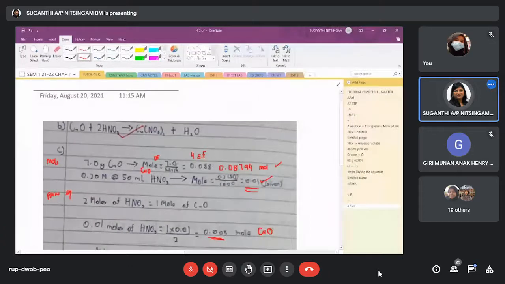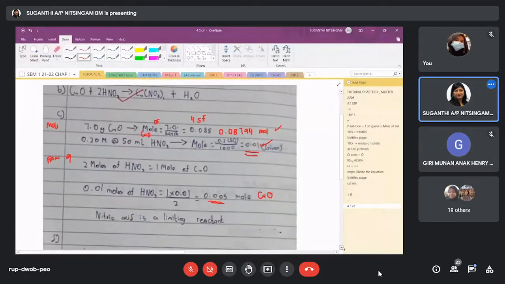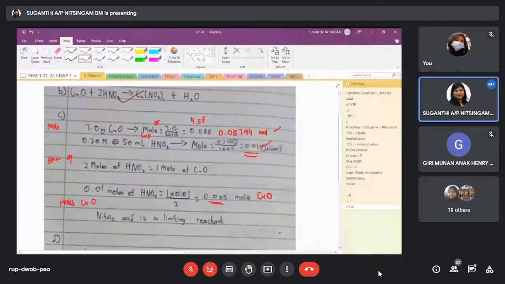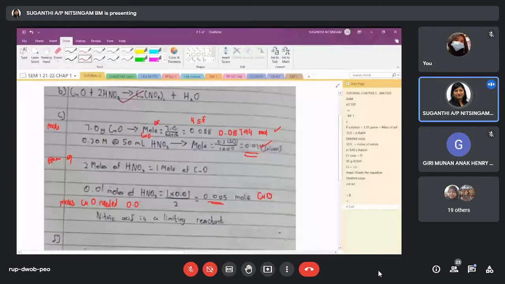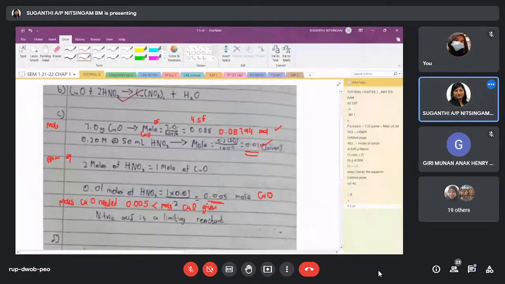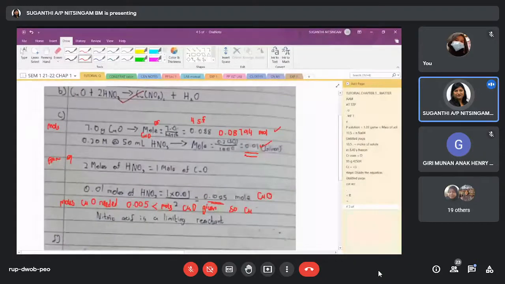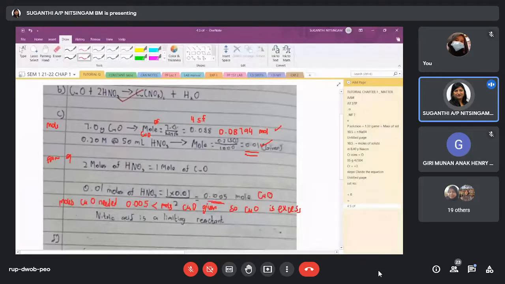Copper oxide. So daripada sini you dapati moles copper oxide needed, 0.005, is less than moles copper oxide given. So copper oxide is excess. Kena sebut ni. Oleh itu nitric acid is limiting reactant. Betul.